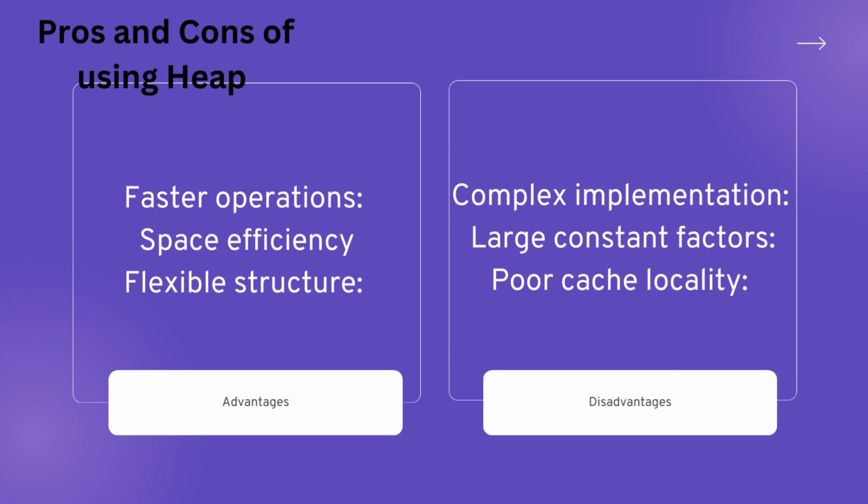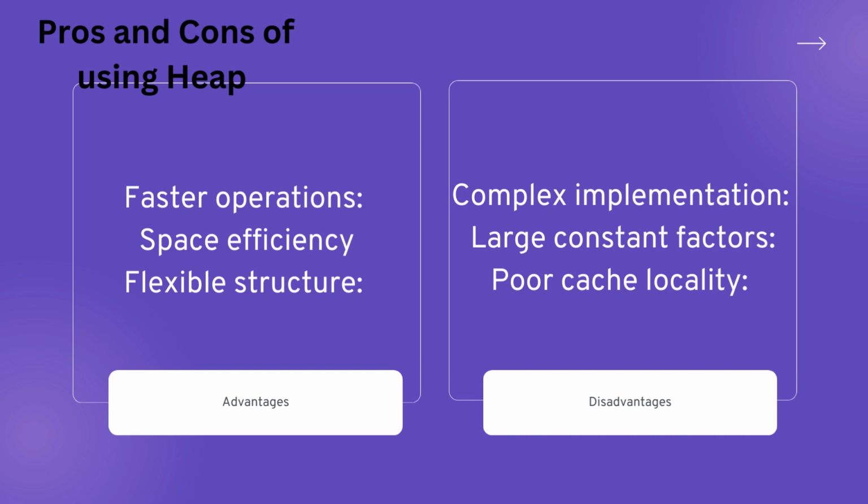The pros and cons of using this algorithm. The advantages include faster operations. Fibonacci heap has faster amortized time complexity for key operations like insertion, deletion, and decrease key, compared to traditional binary heap based implementations of priority queues, making it suitable for algorithms that rely heavily on these operations, such as Dijkstra's shortest path algorithm.